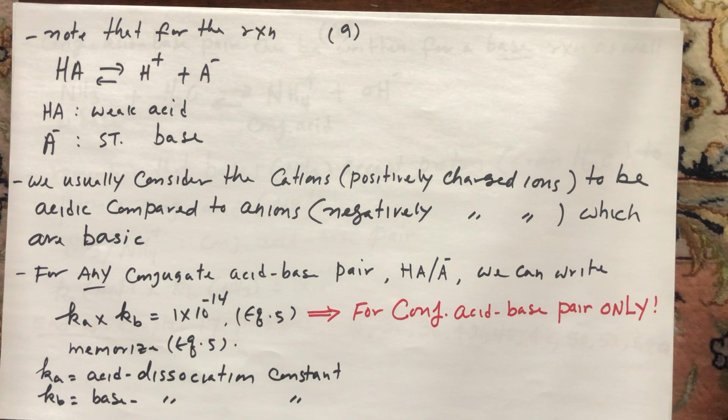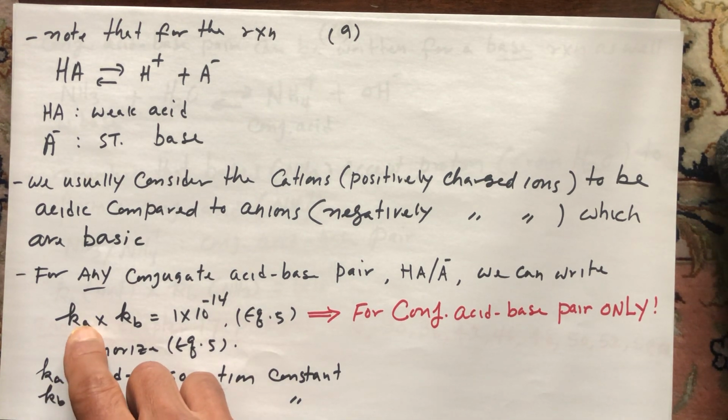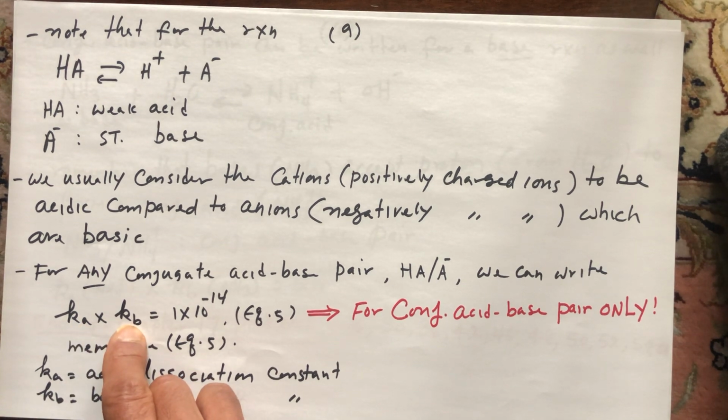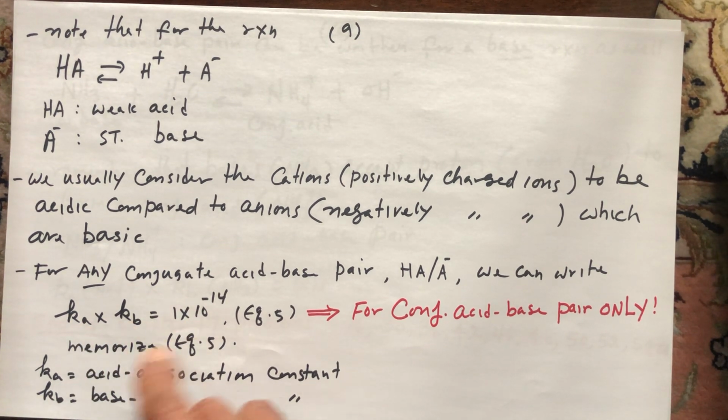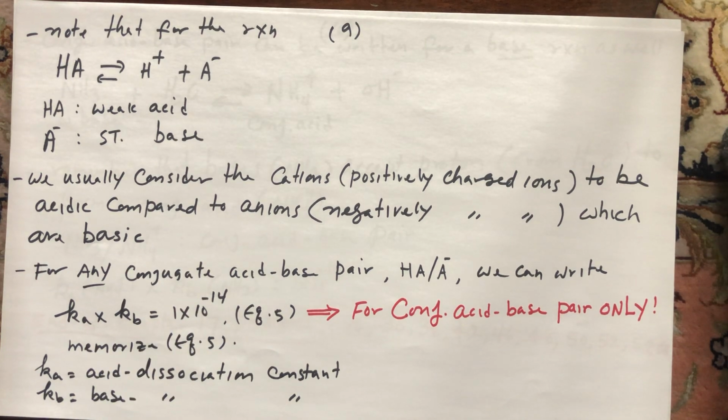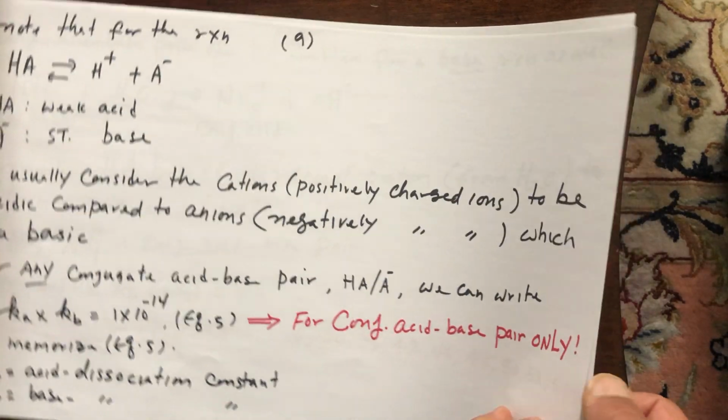Now this equation, equation 5, which you need to memorize, is only for a conjugate acid-base pair. If the acid and the base are not related through a conjugate acid-base concept, then you cannot write that for them. In other words, if this Ka is for HCl and this Kb is for NH3, we cannot write this equation because they are not related as a conjugate acid-base pair. I have also given you the definition: Ka, one more time, is the acid dissociation constant, and Kb is the base dissociation constant.